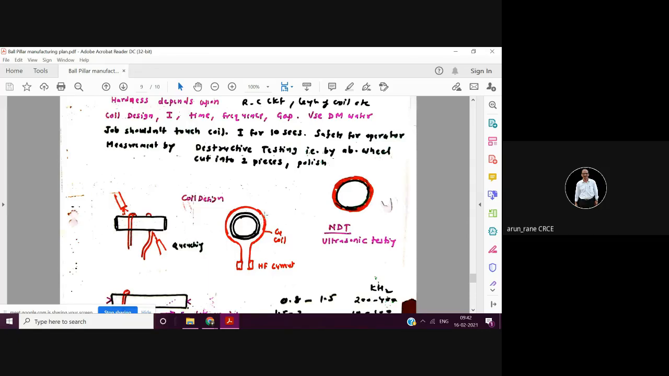This coil is not touching the workpiece. Otherwise, this will get short. They should not be shorting. So these are some coil designs. Like here, now suppose if you want to harden this much surface, then the coil design will be like this.